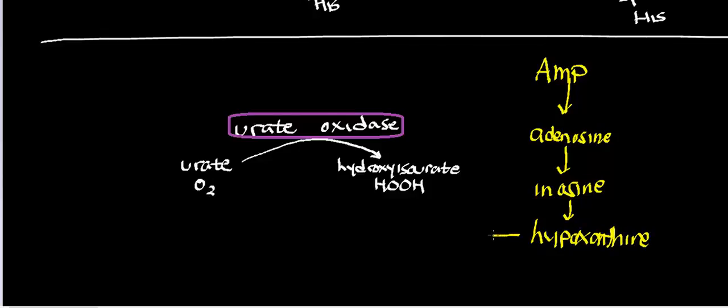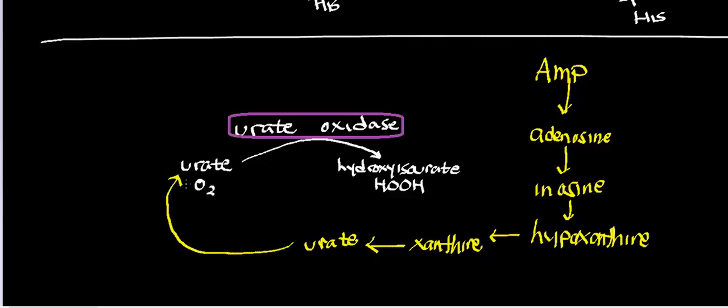And then we did 2 cycles of xanthine oxidase. The first cycle got us xanthine. And then we used the second cycle of xanthine oxidase, or xanthine dehydrogenase, and that got us to urate. And this is sort of where we're picking up right here, with urate oxidase.